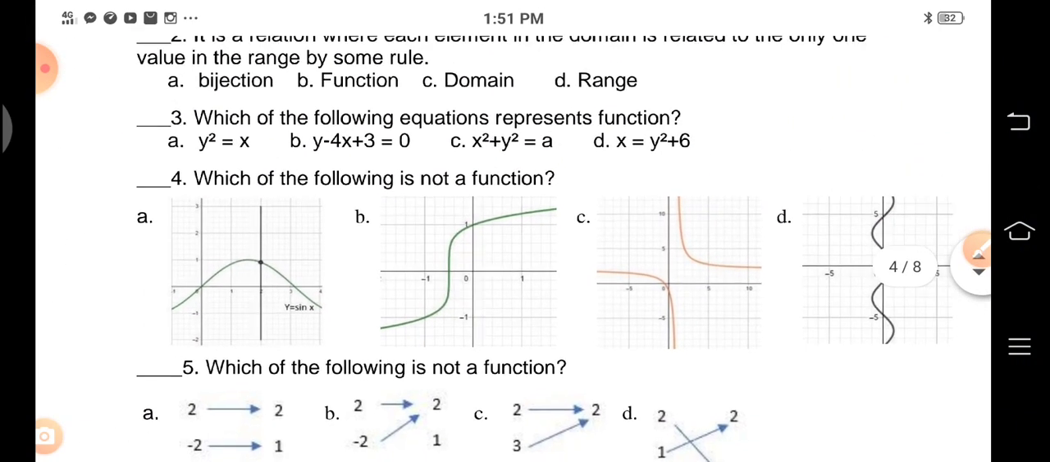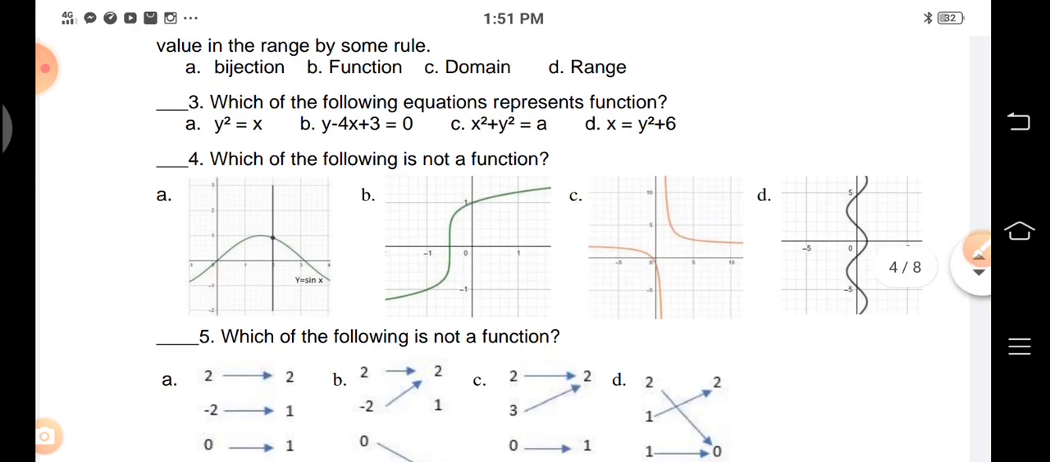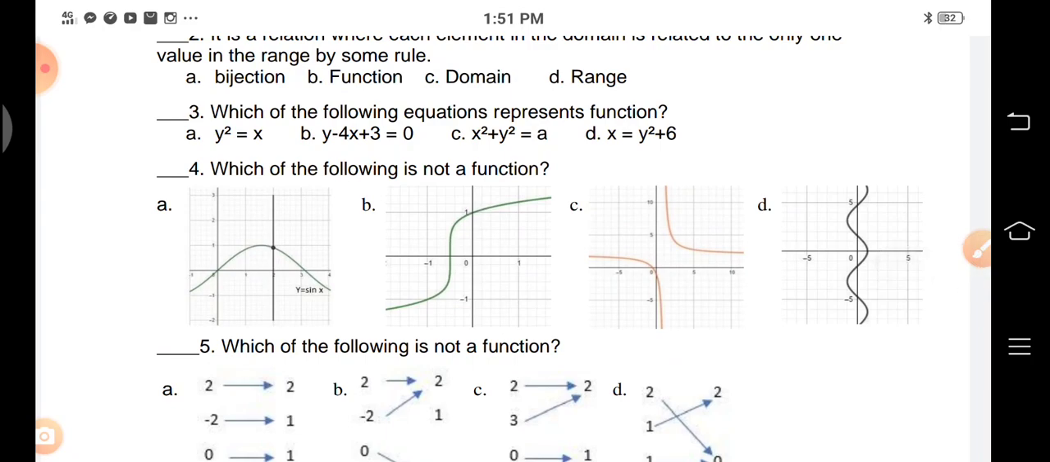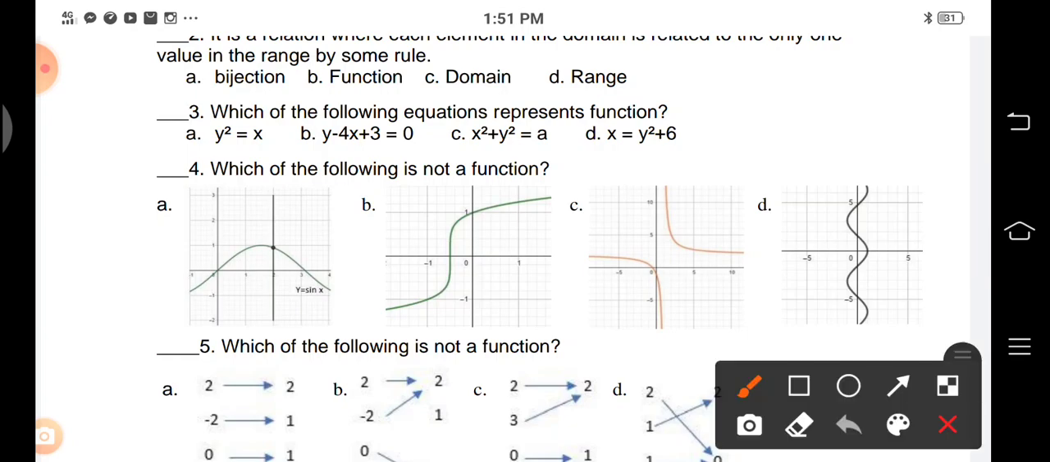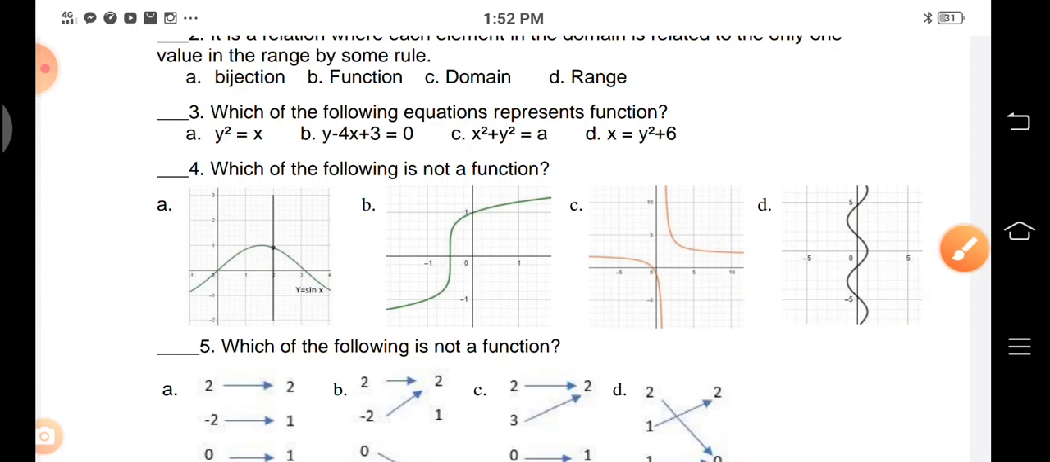Okay? About question number 4. So using the vertical line test, we will be able to identify which of these is not a function. Using the vertical line test, we will find out that letter D is not a function. A, B, and C are functions. Letter D is not a function.